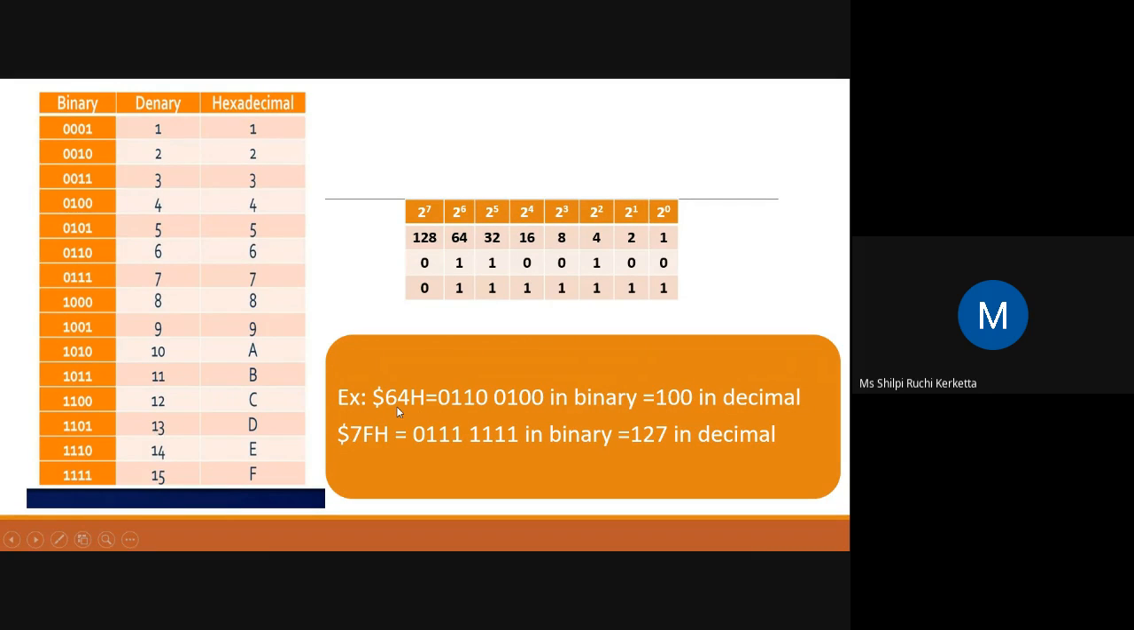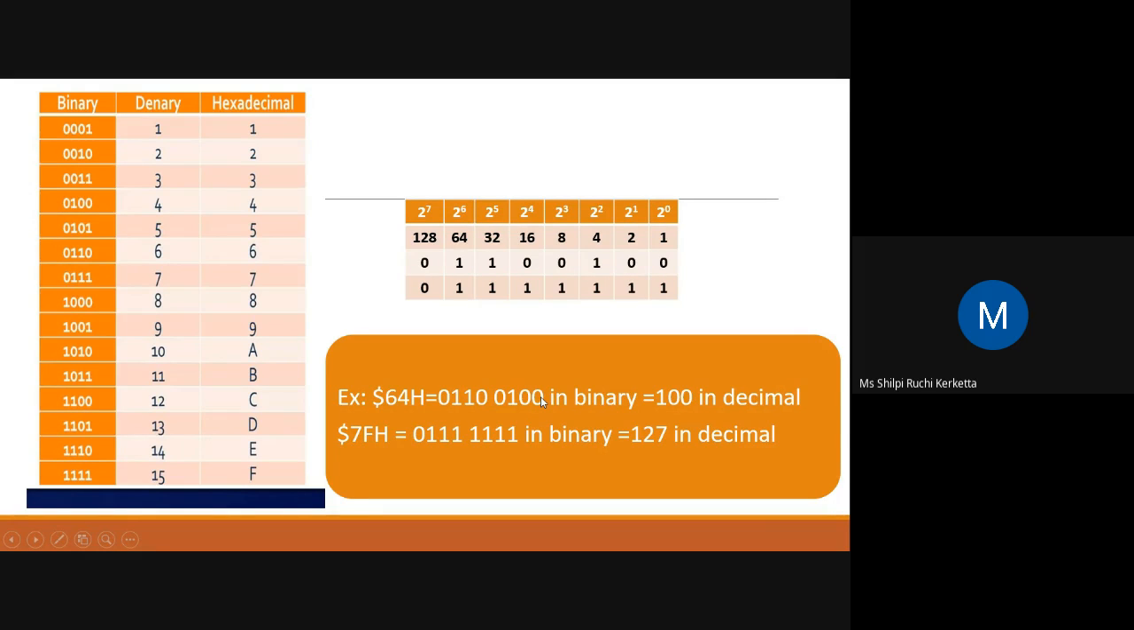So this 64H, we will see what is the binary code for it. For 6 it is what we did, 0, 1, 1, 0. So we have written 0, 1, 1, 0, and for 4 we will see 0, 0, 1, 0, 0. For 64, the binary number is 0, 1, 1, 0, 0, 1, 0, 0, okay, in the binary form.